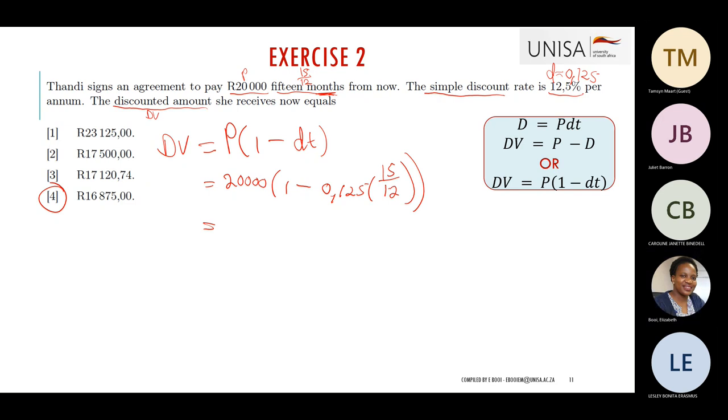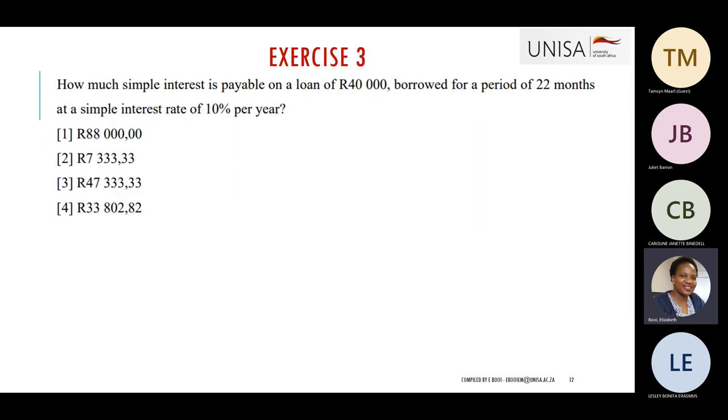Any questions? None? I'm going to give you one question and then we move into compound interest. This is your question. How much simple interest is payable on a loan of 40,000 borrowed for a 22 months period at a simple rate of 10% per annum? Pay attention to the question. How much simple interest? So it means they're asking you to calculate I.